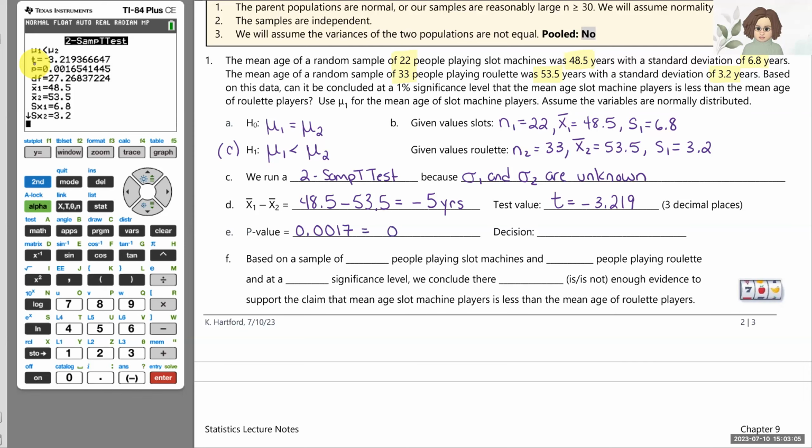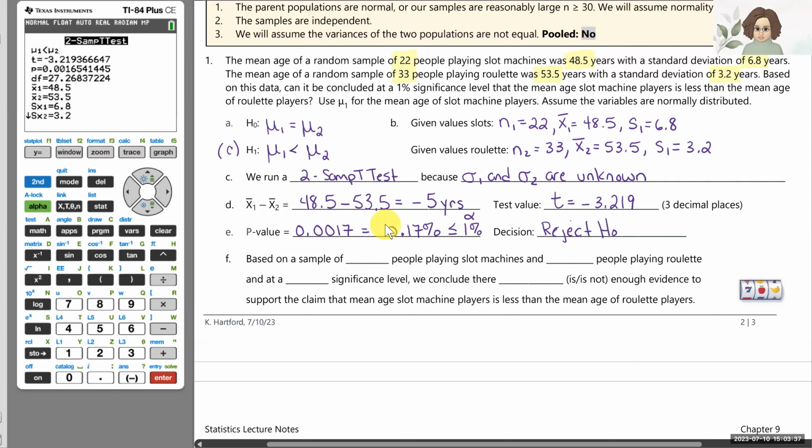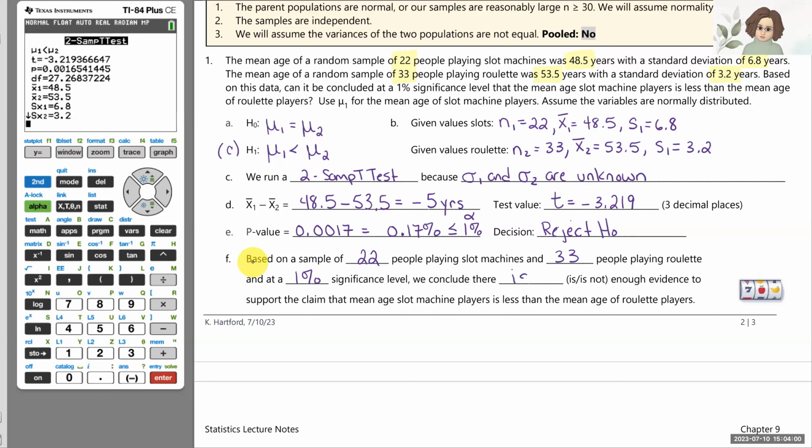That is not even 1%. It's only 0.17%, so a very small p-value. That p-value is definitely less than alpha. Alpha was 1%, so comparing it to an alpha of 1%, that is less. Anytime our p-value is less than or equal to alpha, we reject the null hypothesis. So I'm rejecting the null in favor of the alternative. Based on a sample of 22 people playing slot machines and 33 people playing roulette, and using a 1% significance level, there is enough evidence to support the claim that the mean age of slot machine players is less than the mean age of roulette players.